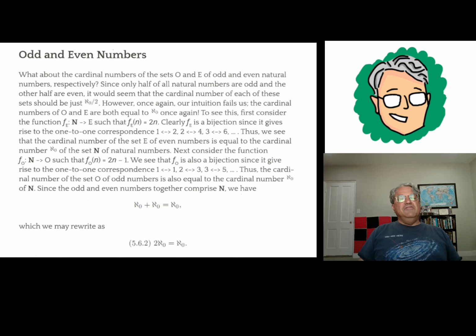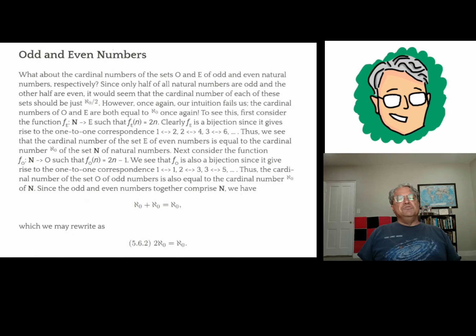But here we have an infinite set, all the positive odd numbers, and all the positive even numbers. You might think these are smaller sets than the set of all the natural numbers, so their cardinality has to be less than aleph null. Well, it turns out that's not true. The cardinality of both the odd numbers and the even numbers is equal to aleph null. How can we see that?